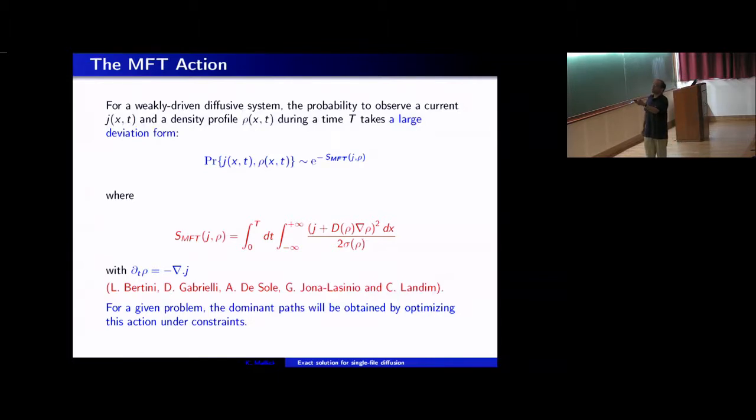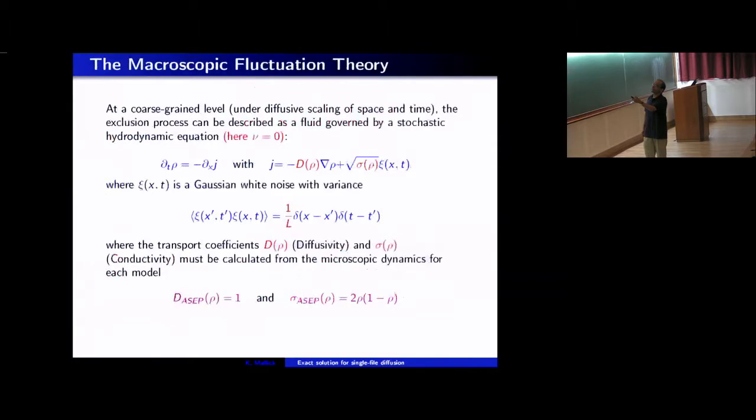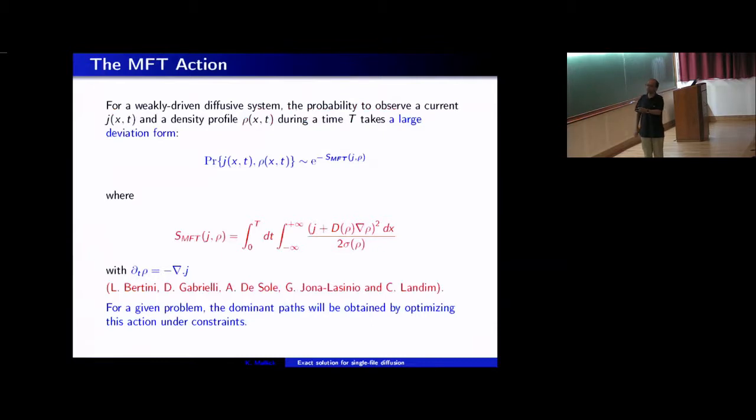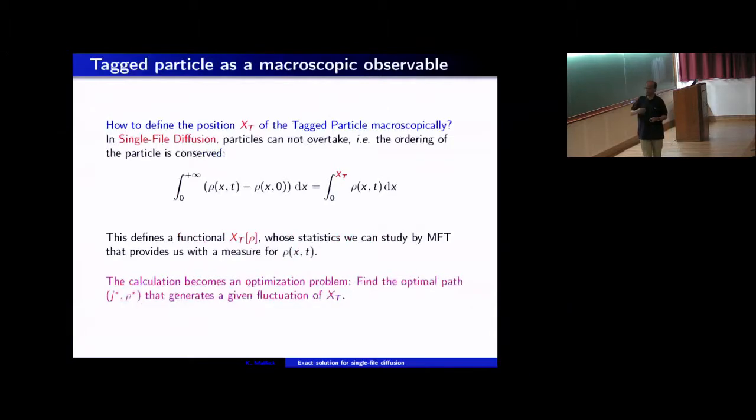And in fact, if you look at it, this is nothing, in a very naive way, but saying that j plus D gradient of ρ, divided by square root of σ, is a white noise. So this is nothing, if you do it in a very unkosher way, than writing the white noise measure, chi square, okay? So it amounts to that. So now we have an action at the macroscopic level. And what we have to do is, for example, if I'm interested in tracer dynamics, we have to understand how to relate the tracer position to macroscopic variables.